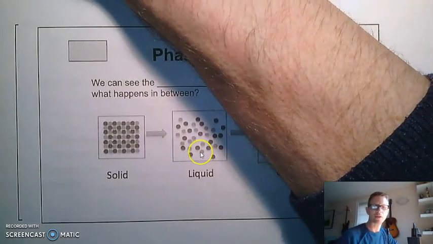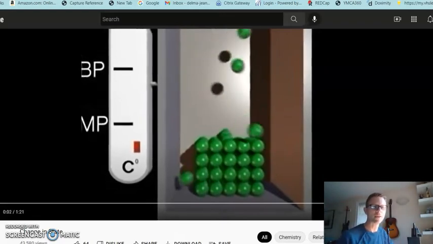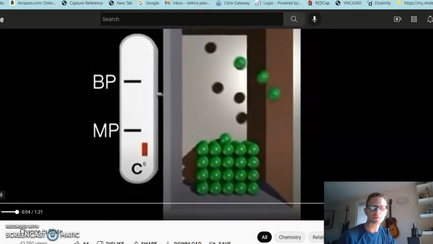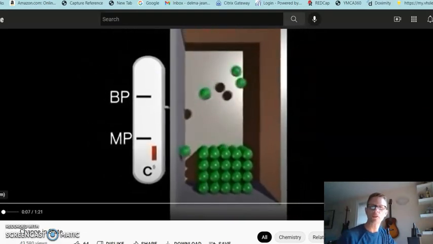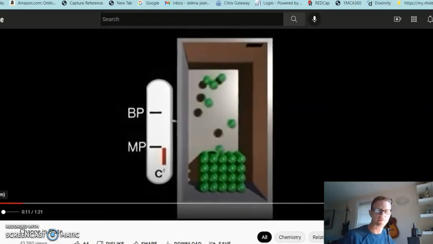We all know that things melt. We all know that things can freeze, boil, or condense. What most people don't understand is what's happening with the temperature, the energy, and the molecules.